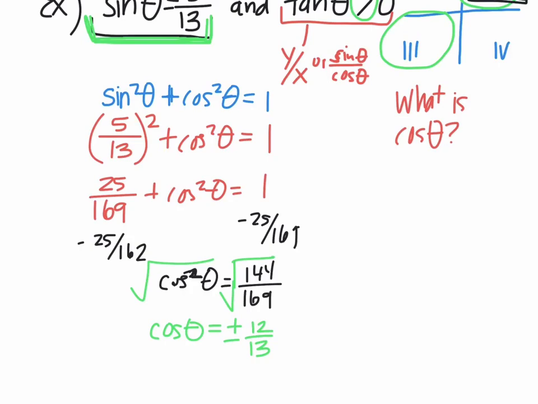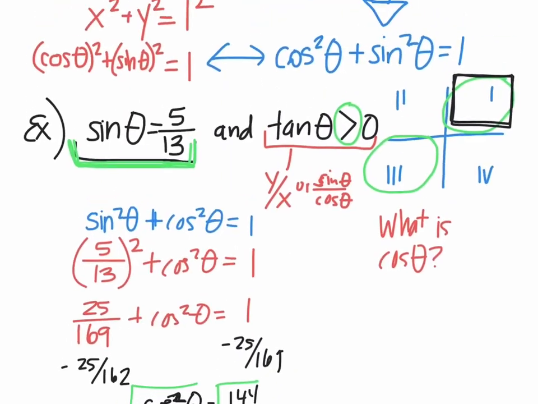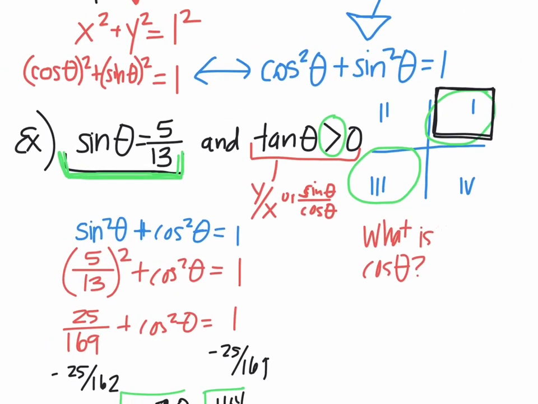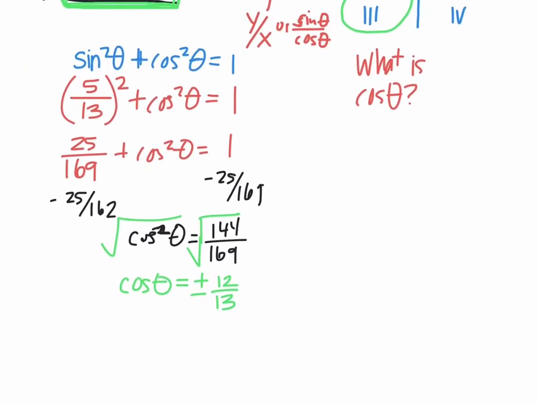And the way we figure out which one it is is that we go to our quadrants over here. And remember at the very beginning of the problem, we figured out that we were talking about the first quadrant because tangent was positive and sine was positive. So I'm going to choose the positive answer. So cosine of theta equals positive 12 over 13.